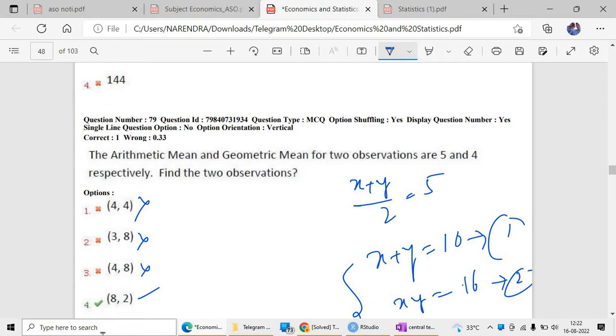So if options are matching more than one, then go for checking these two also. Check these two also, then it will be fine.